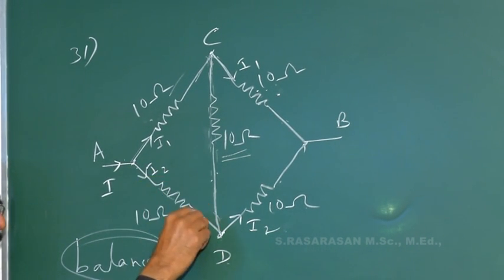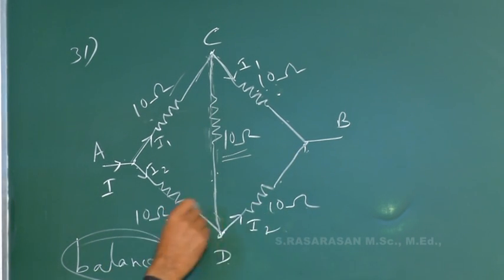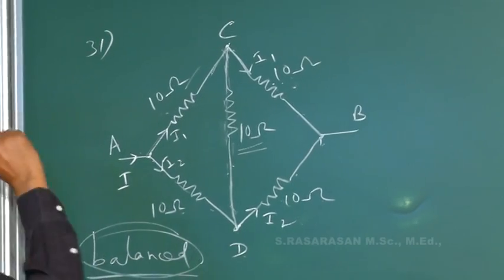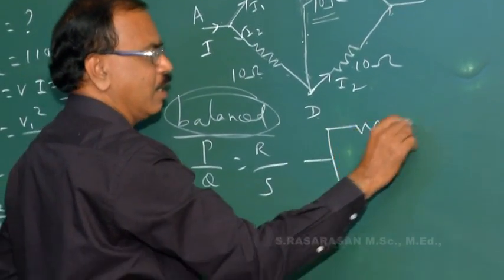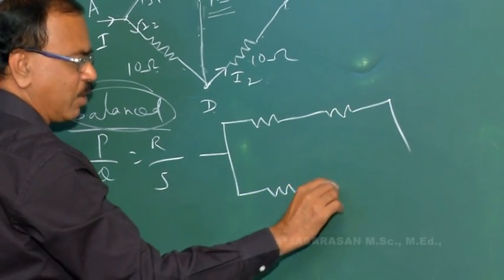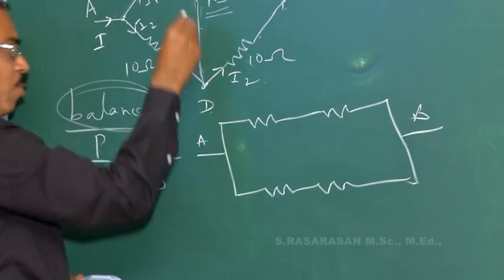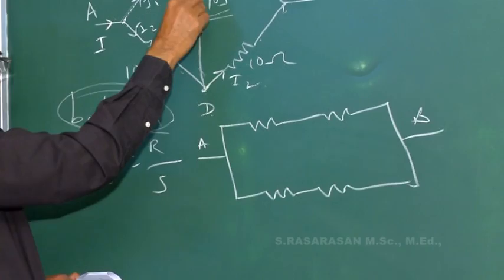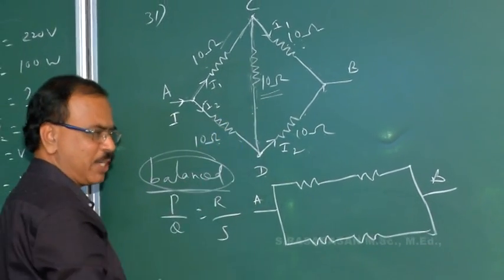So once again, these two resistors are in series combination. I can redraw this circuit as: this is one 10 ohm, this is another 10 ohm, this is one 10 ohm, this is another 10 ohm. That's all. There is no meaning for this resistor, since no current passes through this galvanometer. That is called Wheatstone's bridge.